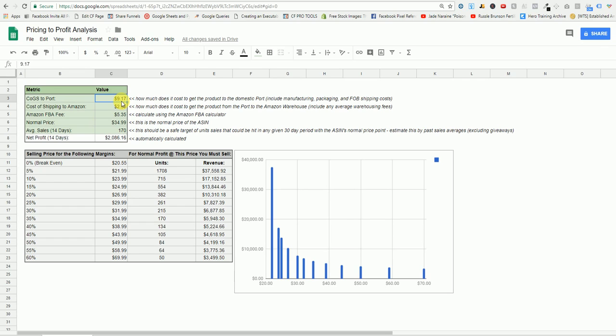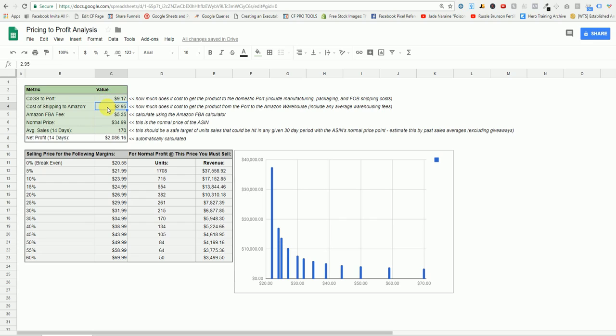So I think my manufacturing cost is around $7. My packaging might be 5 cents, and I have shipping around $2 and some change. And that's how I get this number here, this cost of goods sold to port. So what does it cost to manufacture my product and get it all the way to port?